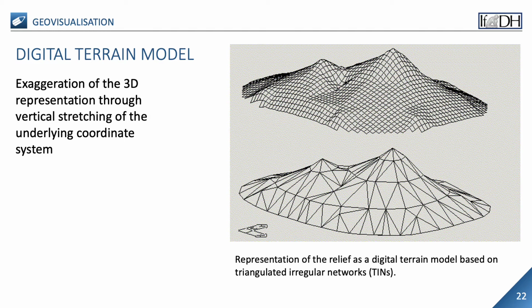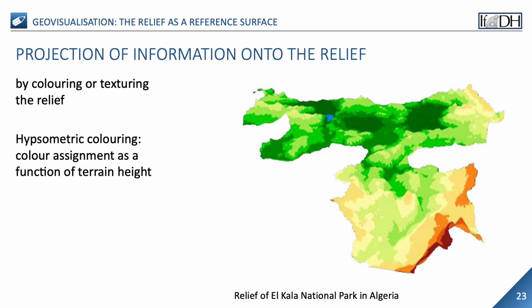On the other hand, digital terrain models can be generated from maps by vertically stretching their respective coordinate system. Hypsometric coloring of the terrain model is then also easily possible. Hypsometric means as a function of terrain elevation. That is, elevation measures are applied to the relief by coloring or texturing, as here in the case of the El Kala National Park in Algeria.